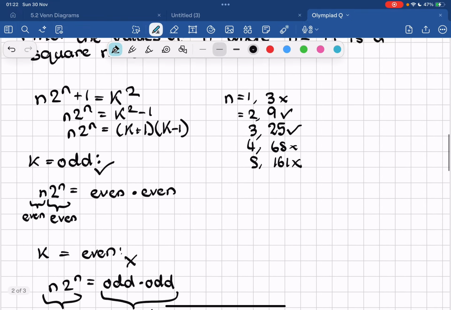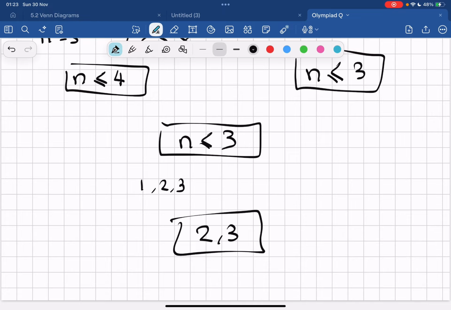And that's how we'd go about a question like this, by considering different cases and whether they're odd and even, and setting up some equalities using some divisibility stuff.